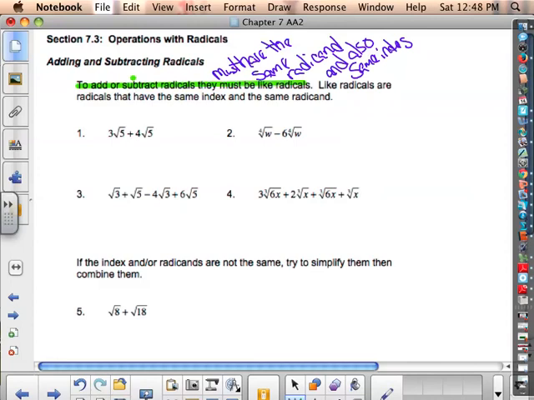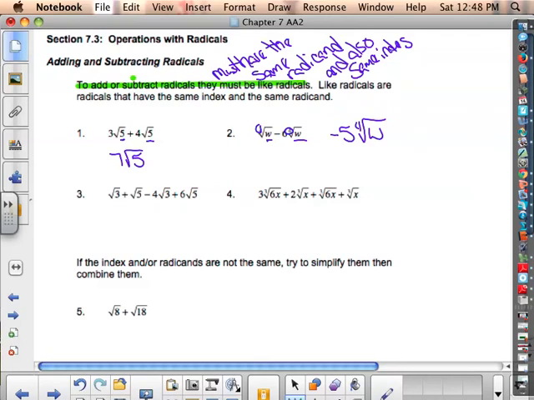So for example, if I want to add 3 root 5 and 4 root 5, the radicands are the same. They're both the square root, so the indices are the same. So that just becomes 7 square root of 5. The second one, the radicands are the same, both w's. The indices are the same, both 4's. So I have the fourth root of w minus 6 times the fourth root of w, which is going to give me minus 5 fourth root of w.